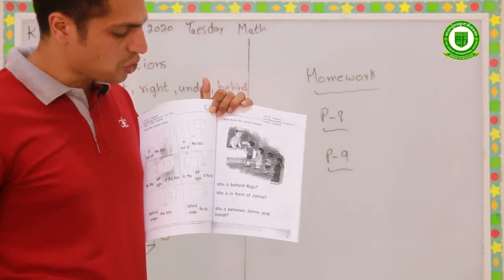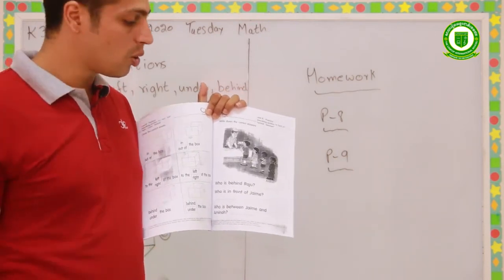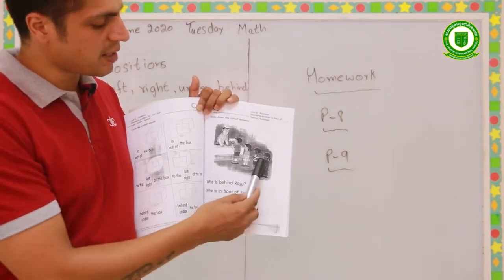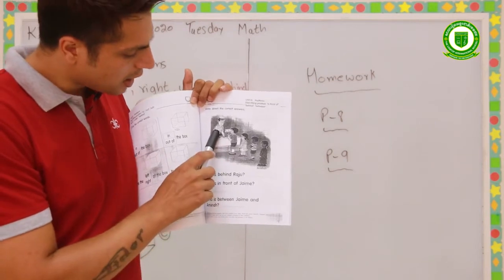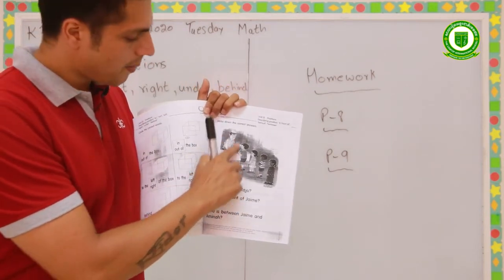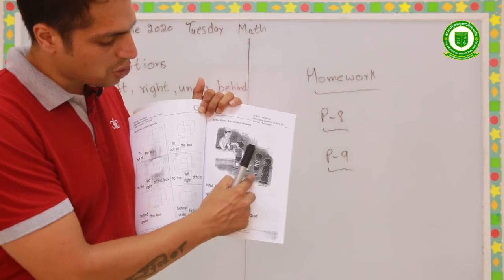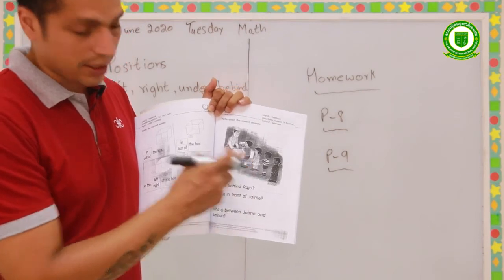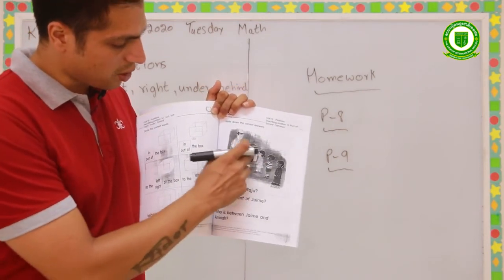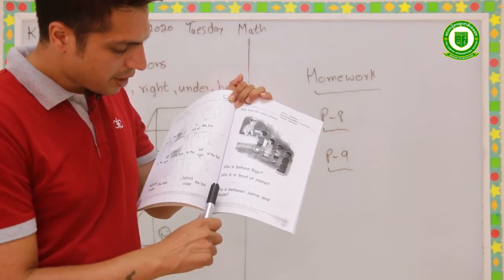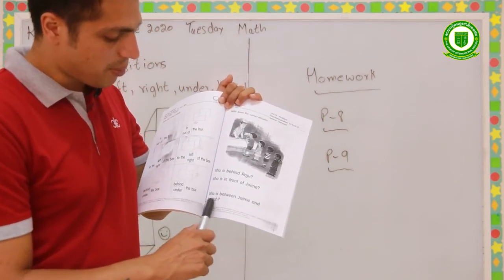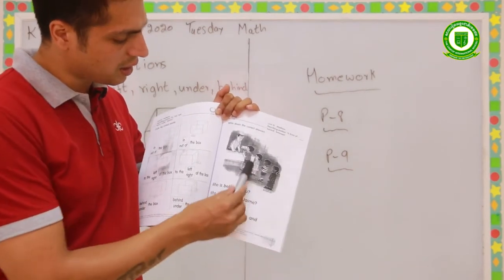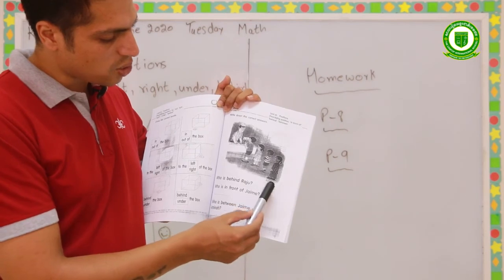Who is behind Raju? So at the back. Raju is here, so who is behind? They are facing towards this man here. Who is behind Raju? Who is in front of Jamie? So who is in front? Jamie is here. Who is between Jamie and Amina? For between we need to check the middle. So who is in the middle of Jamie, Raju and Amina?